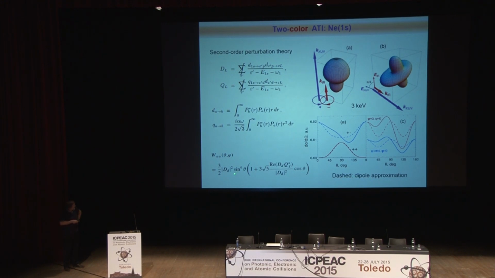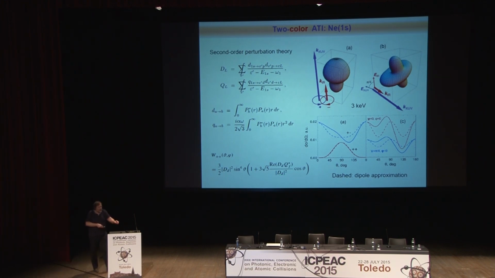This is an expression for the angular distribution when the beams have similar helicity. Sine to the fourth power, and these are two terms: this one is dipole, and this is non-dipole. You see the quadrupole radial integral here, and these are expressions from second-order perturbation theory.